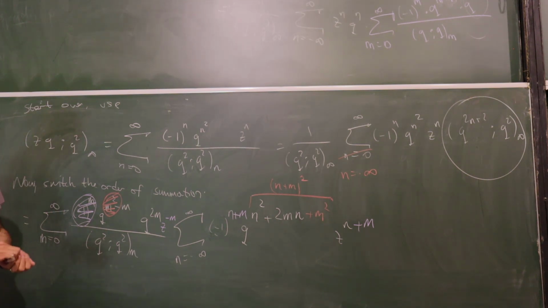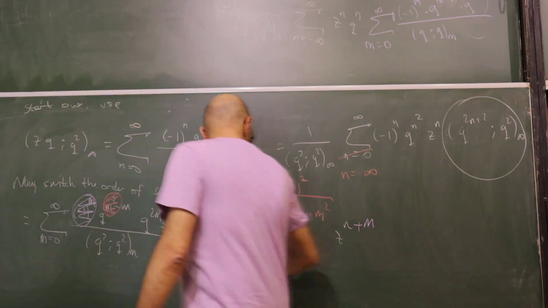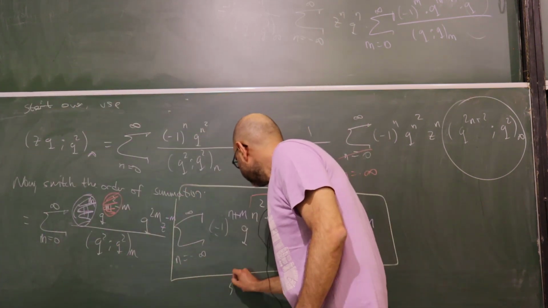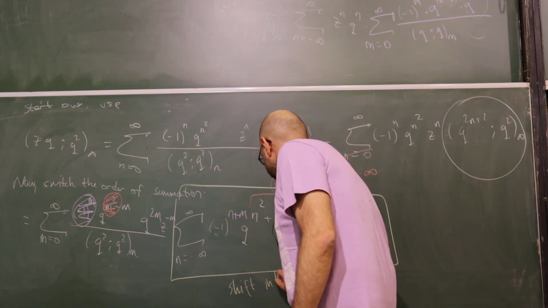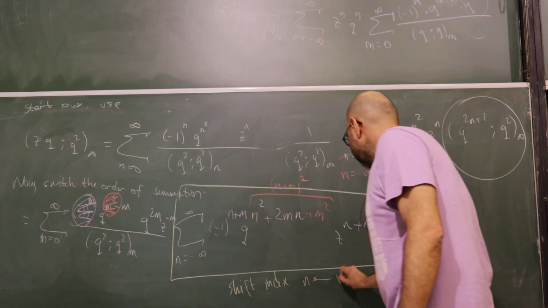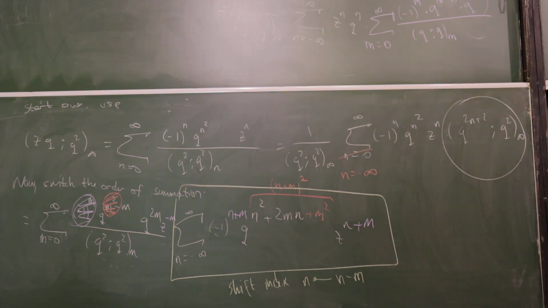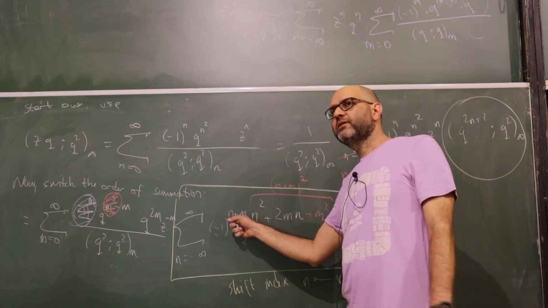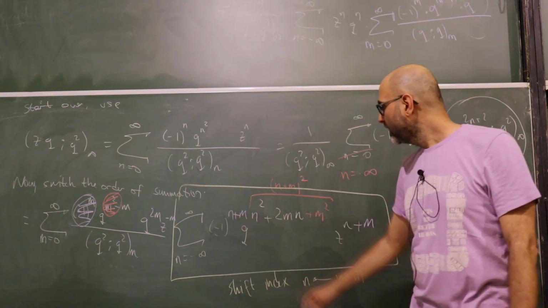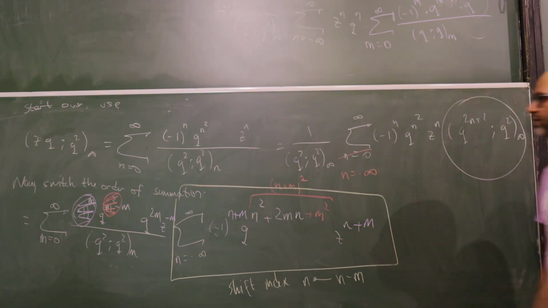Yes. Now in the innermost sum, shift the index: replace n by n minus m. Nothing is going to happen because it's a bilateral sum running from minus infinity to plus infinity. It's still going to run from minus infinity to plus infinity. But all of these exponents, minus 1 to n plus 1, will become minus 1 to n, q to n squared here, and z to n. What's more, the first sum will be independent of n now. And we can use another binomial theorem for it.